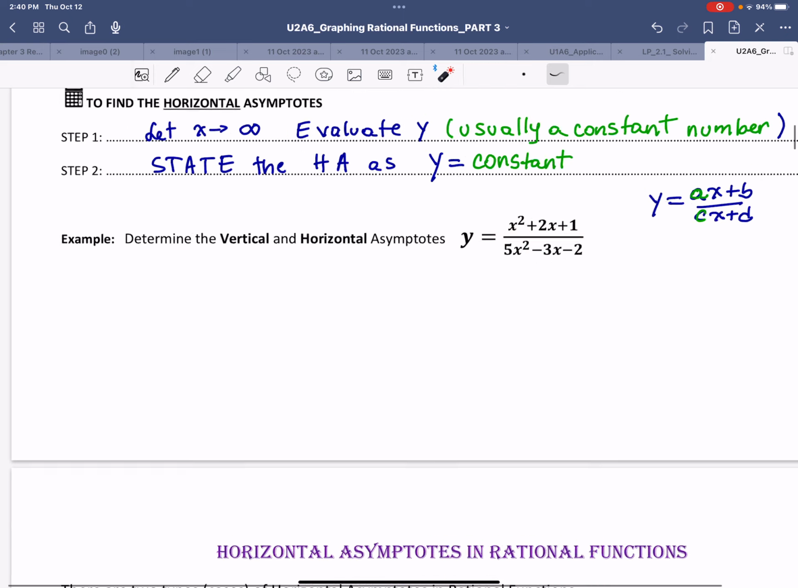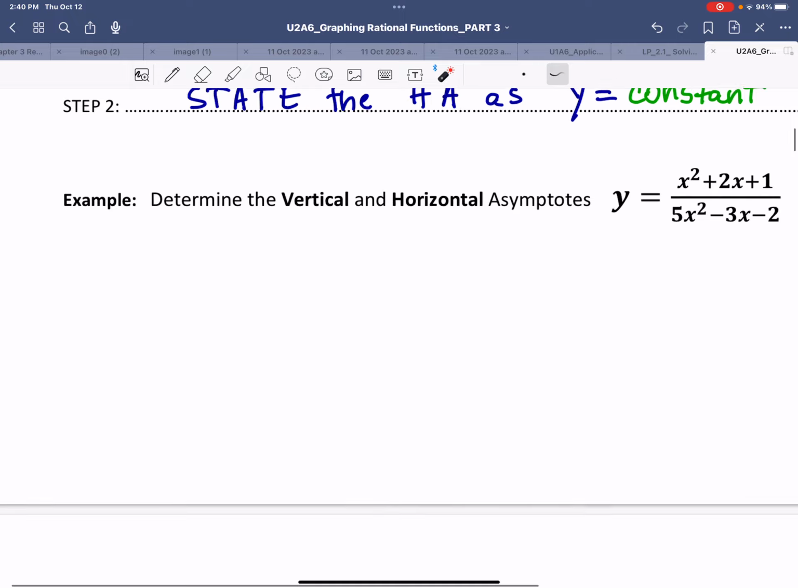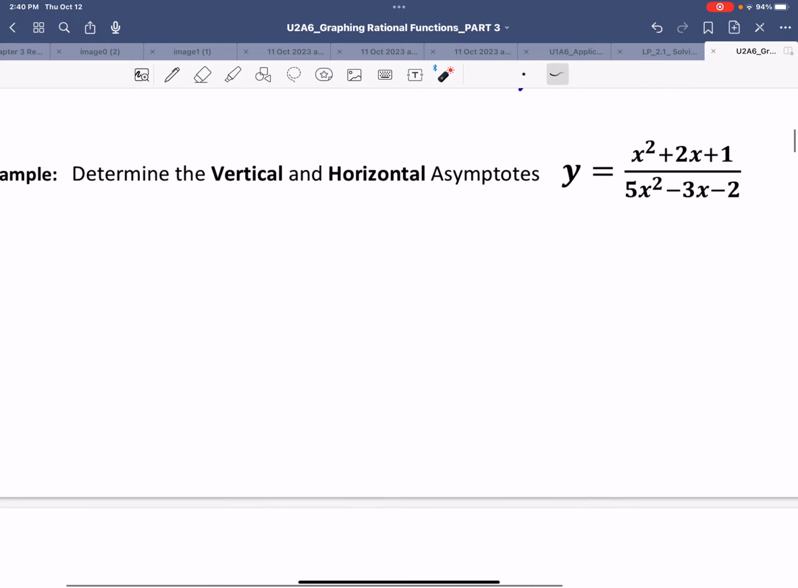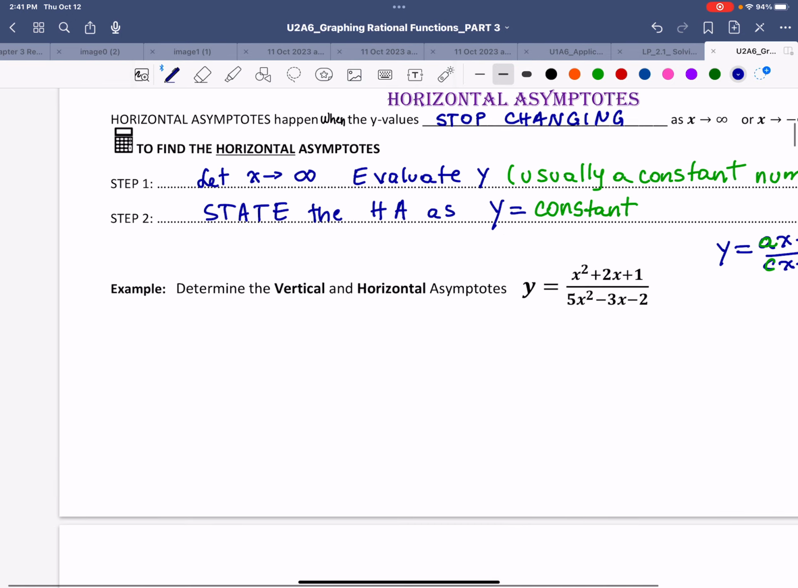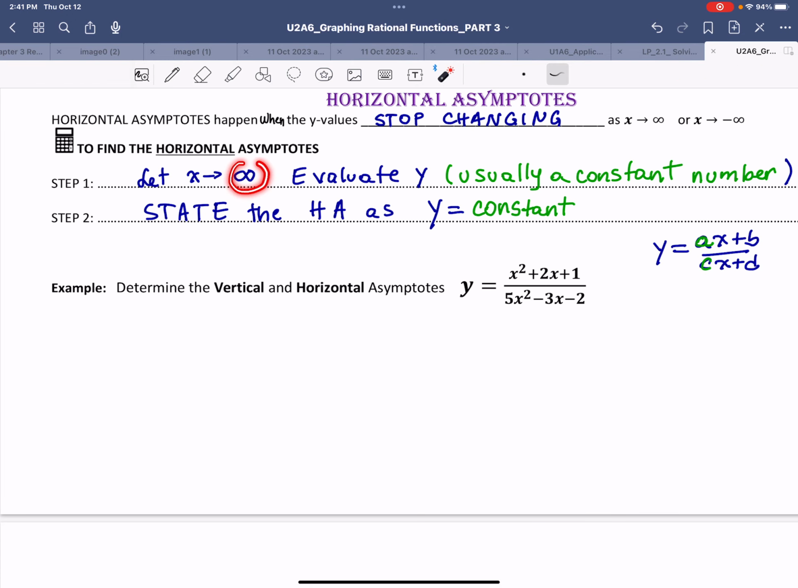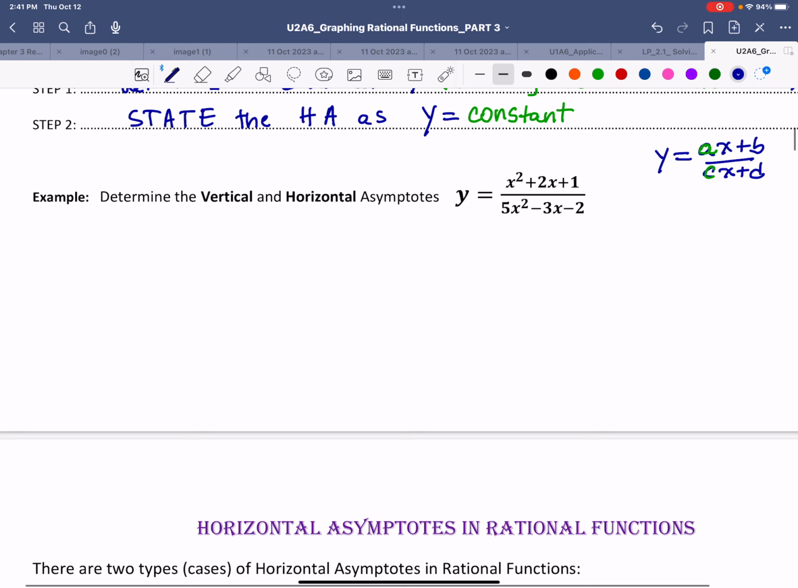So the process will be very similar to the one that we followed in ax plus b over cx plus d. So step number one, I will follow the instructions and I will let x approach infinity. When we say infinity, it can be either positive or negative infinity. And I will determine the values of y. So if we have x equal to infinity, then we have infinity squared plus 2 times infinity plus 1 over 5 times infinity squared minus 3 times infinity minus 2.